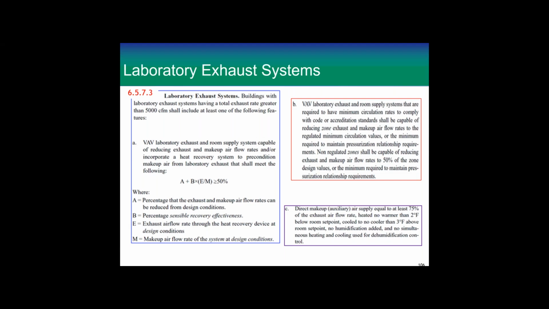And so what we try to do is to allow the designer to use any kind of combination of that to meet our requirements. So you see that equation says A plus B times E divided by M is greater than 50%. The A is the percentage makeup air that can be reduced, and the B is the recovery effectiveness. So we let you use a combination of both of those to meet that requirement.